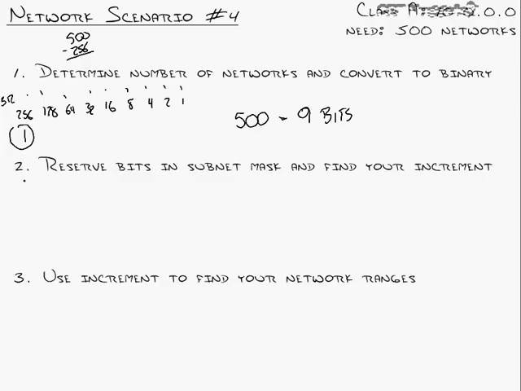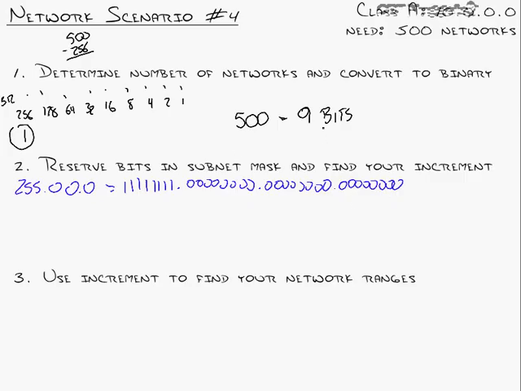Good? All right. Second step, reserve the bits in the subnet mask and find your increment. Again, we now have a class A network, so I need to write that subnet mask in all binaries. 1, 2, 3, 4, 5, 6, 7, 8, dot, 1 through 8, dot, 1 through 8, dot, 1 through 8. Trust me, it doesn't take you this long when you're not talking as you do it. It's hard to write and talk. So we have 255.0.0.0 written in all binary.